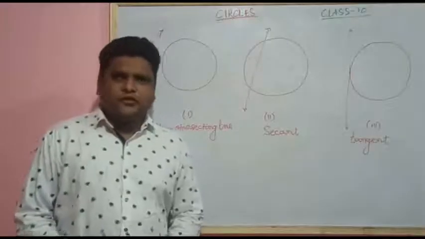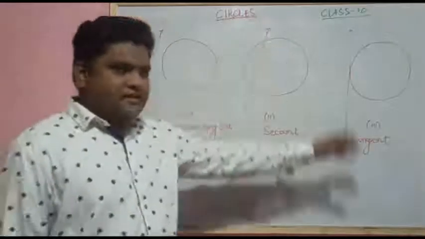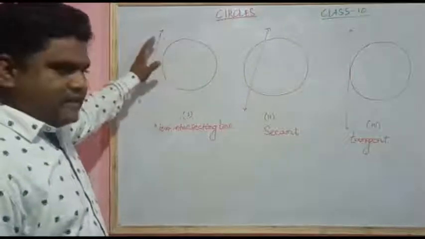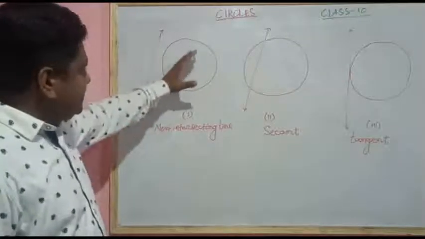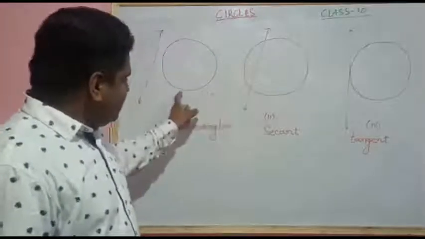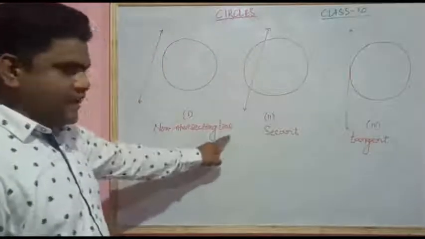My dear students, today we will discuss circles of class 10. First see this figure. Here is a circle and a line. This line does not intersect the circle anywhere, so it is called a non-intersecting line.